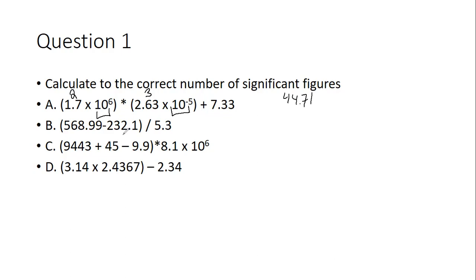And here's what I was talking about on the previous slide. Even though 44.71 only has 2 sig figs, so we could round that up to 45, we're not going to do that yet. You only do that at the very last step.